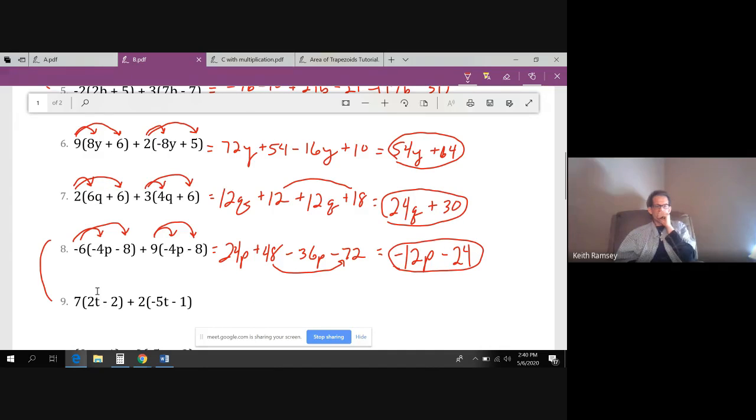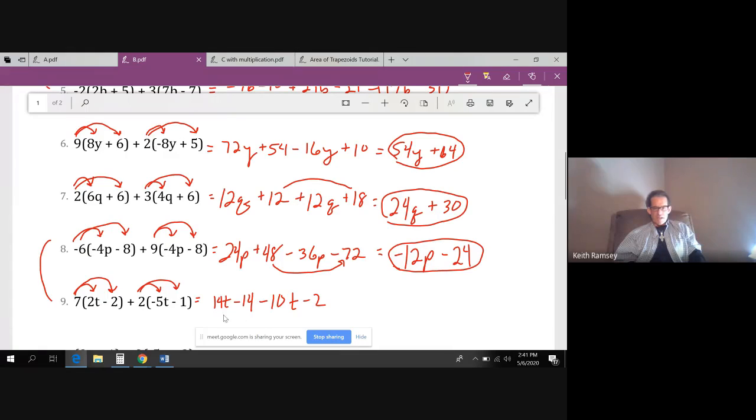Oh, yeah, you guys were looking at number 9. Let's check that. So we have 7 times 2t is 14t. Then we have 7. I'm going to distribute that to -2. Positive times a negative is -14. Then I have 2 times -5t is going to be -10t. And then I have 2 times -1. Positive times a negative is -2.